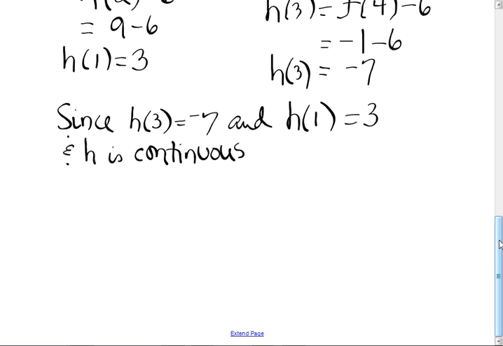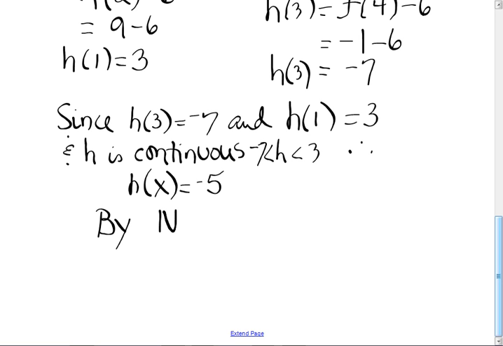So since that's negative 7 and that's 3, and h is continuous, then h is going to be between 3 and negative 7. And you know the symbol for therefore? I don't know if I did in that class. Therefore, h of r or h of x, they won't mind if you change it to x, is equal to negative 5 by what theorem? Intermediate value theorem.